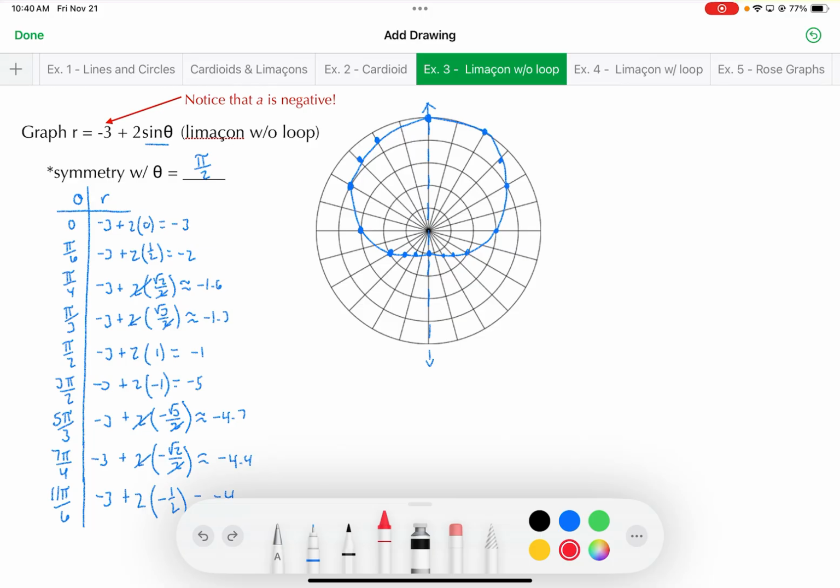Now this graph is identical when you just look at the final finished product. That is the exact same graph as if this were positive 3 plus 2 sine theta. But the points don't plot the same way, okay? If that were positive 3, then this very first point would have been 0, positive 3. So instead of being there, it would have been over there. It's just a matter of everything being reversed.